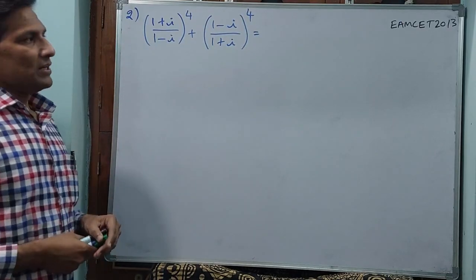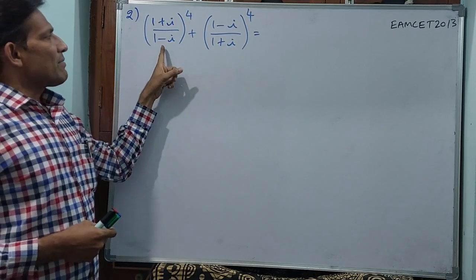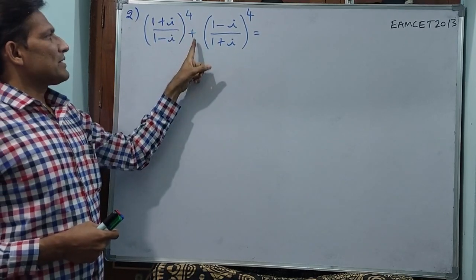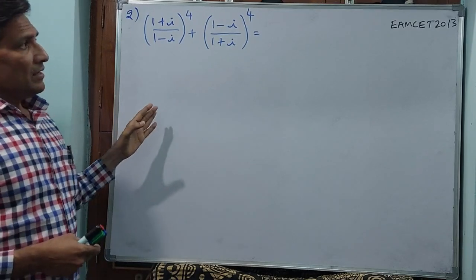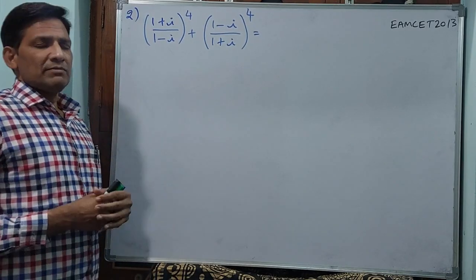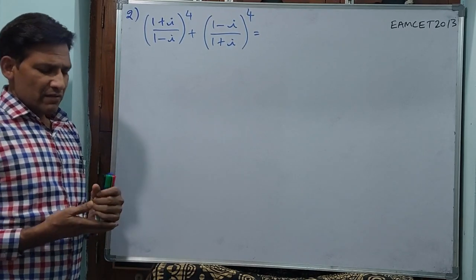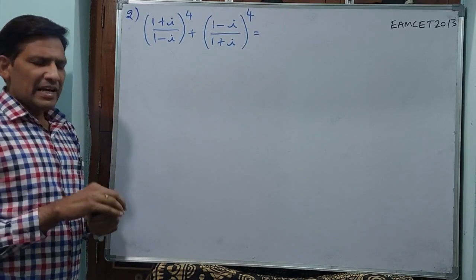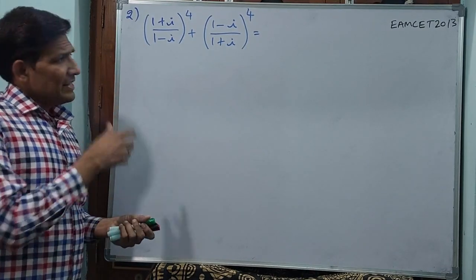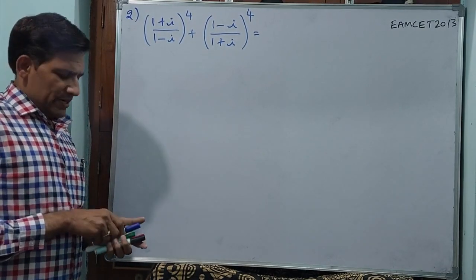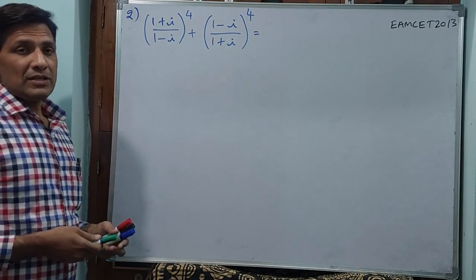Okay, see the second question. This question is from 2013 Eamcet. 1 plus i by 1 minus i whole to the power of 4 plus 1 minus i by 1 plus i whole to the power of 4. Even though this is in De Moivre's theorem, without De Moivre's theorem also we can do it. Whichever is less time-consuming, that process you apply. Like normal complex form only you can do it. You need not go for De Moivre's theorem.